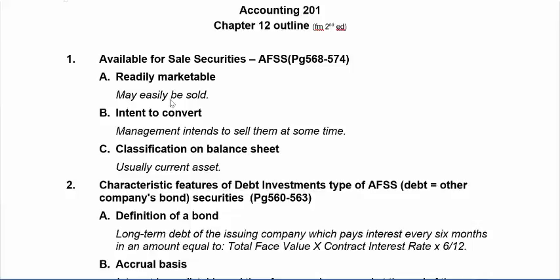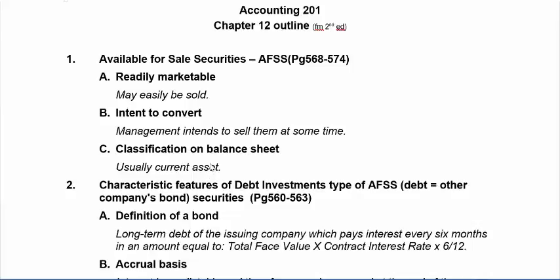First thing is we're going to concentrate in this chapter, among all the available options that they give you, on available for sale securities. You can find out about them on pages 568 through 574. The big thing about them is that management intends to use them soon. They're basically a place to park the money. The kind of investments we're talking about are stocks, bonds, and other readily marketable, easily sold securities. Management intends to sell them sometime soon, and typically on the balance sheet the kind we're going to be looking at are current assets.